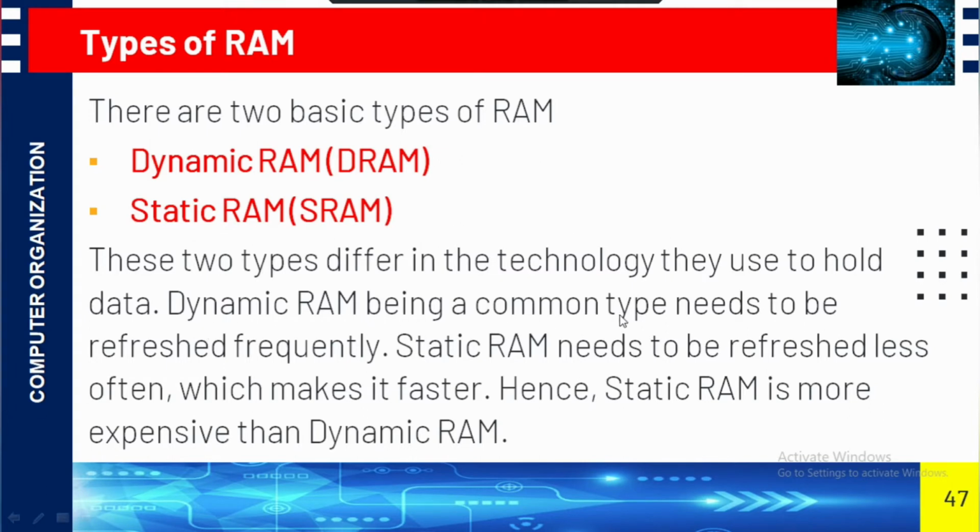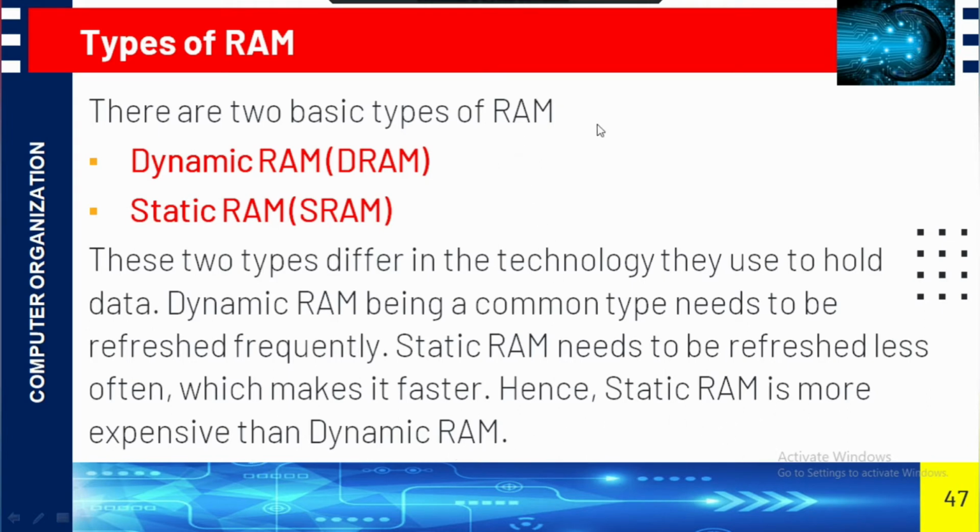Dynamic RAM, being a common type, needs to be refreshed frequently. That is, you can refresh each and every process. Static RAM needs to be refreshed less often, which makes it faster. So static RAM is refreshed less often, and it works faster compared to dynamic RAM. Static RAM is also more expensive than dynamic RAM.